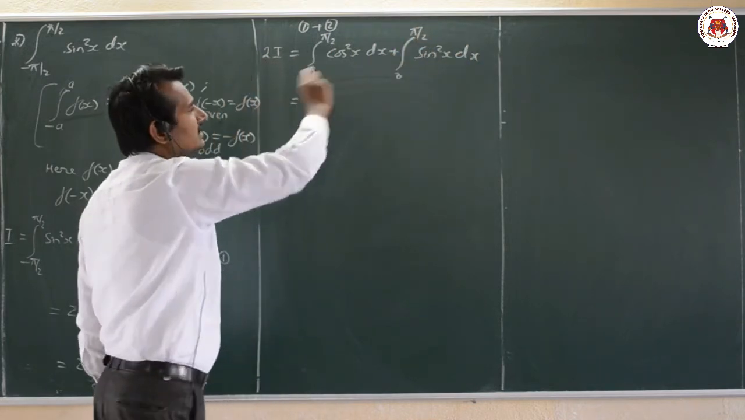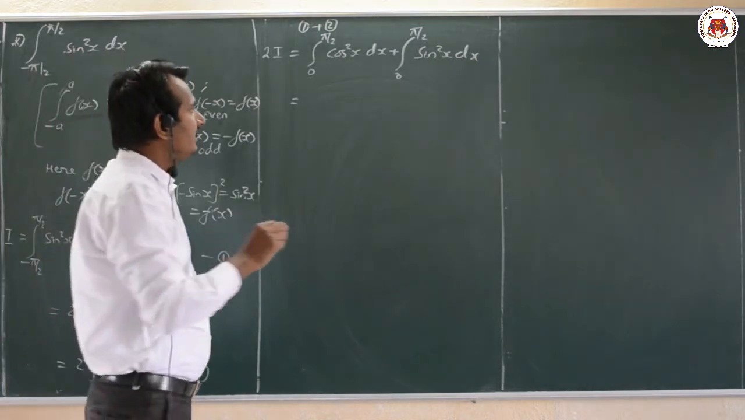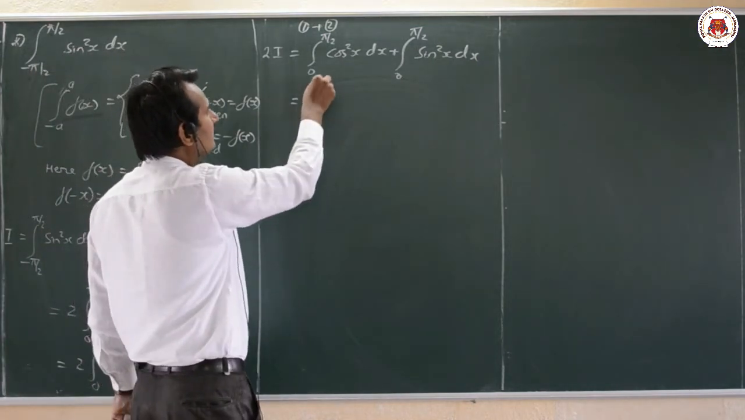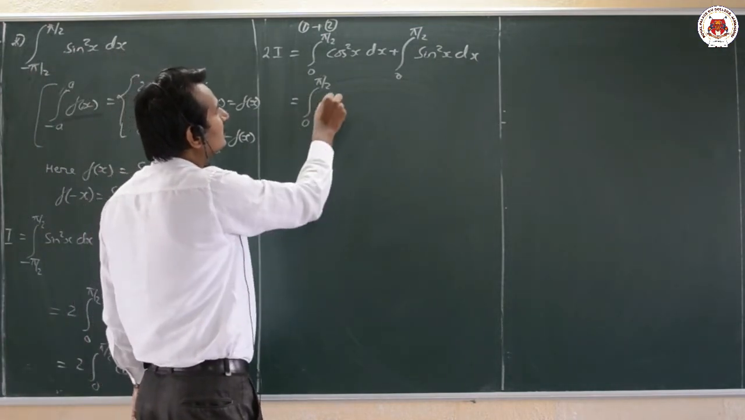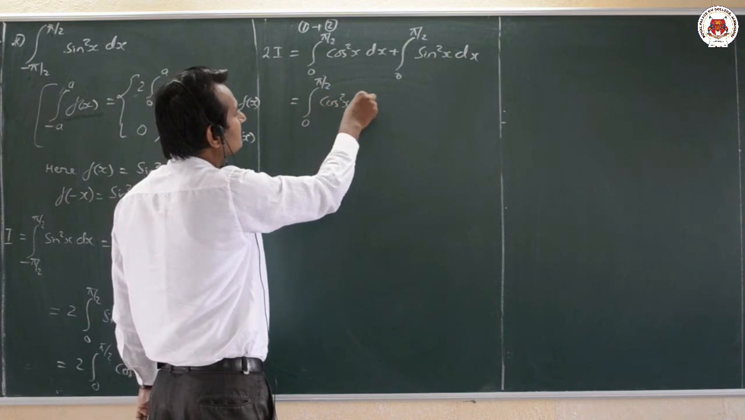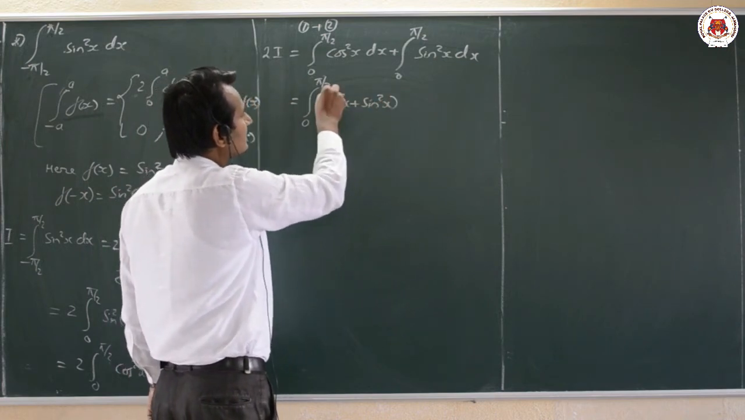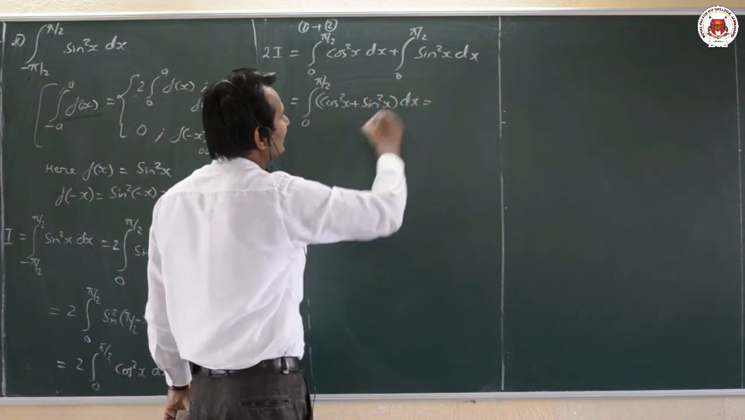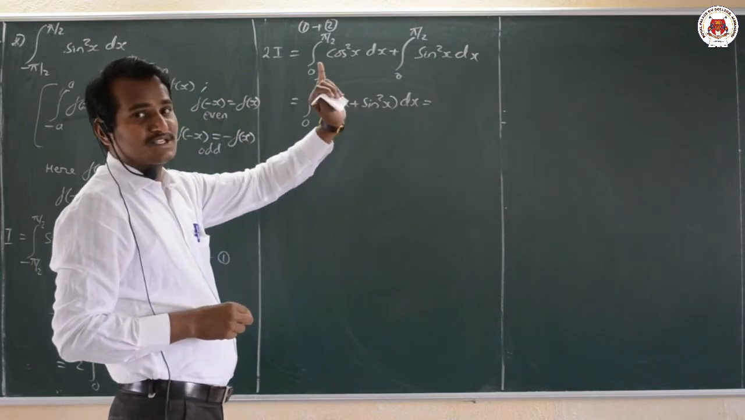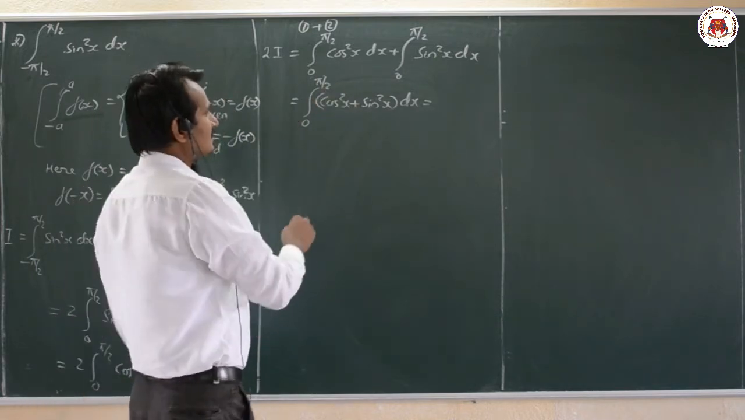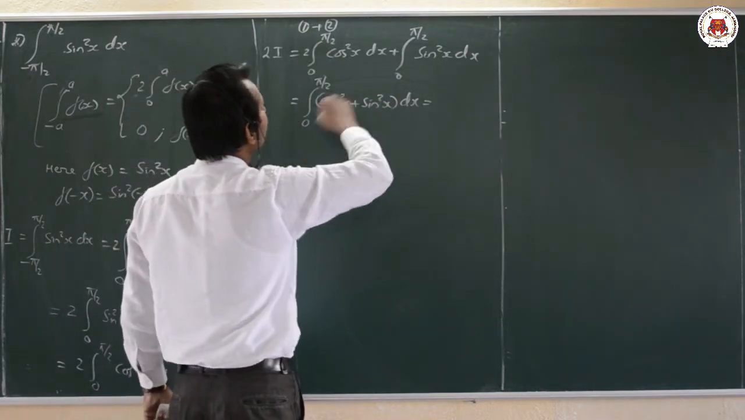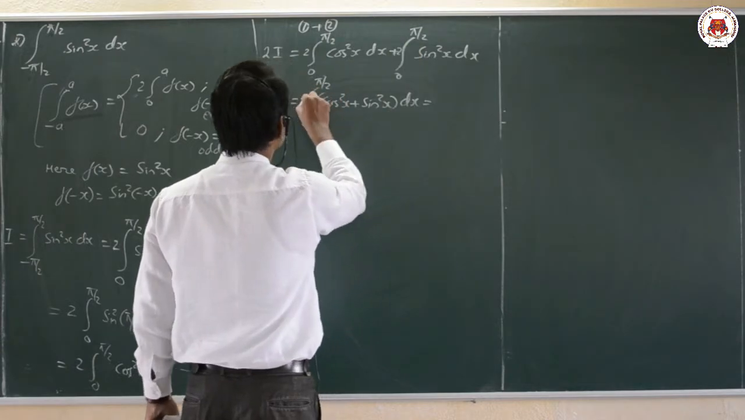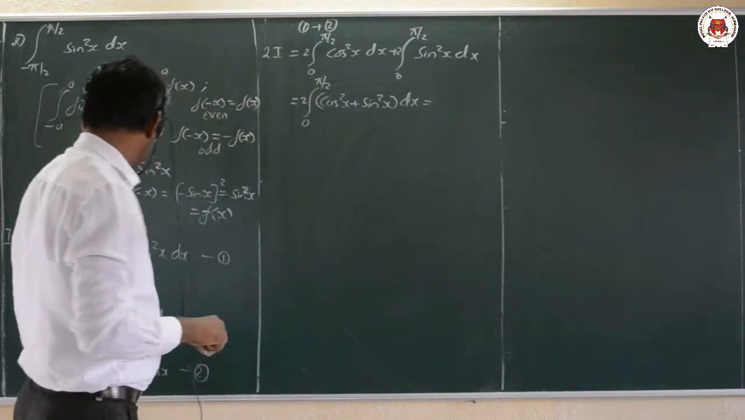After this, we can observe that the integrals are the same here, so we can add them. That is nothing but cos square x plus sin square x into dx. Now here sin square x plus cos square x value is 1, so here it is 2, okay, 2 is the remaining part, dear students.